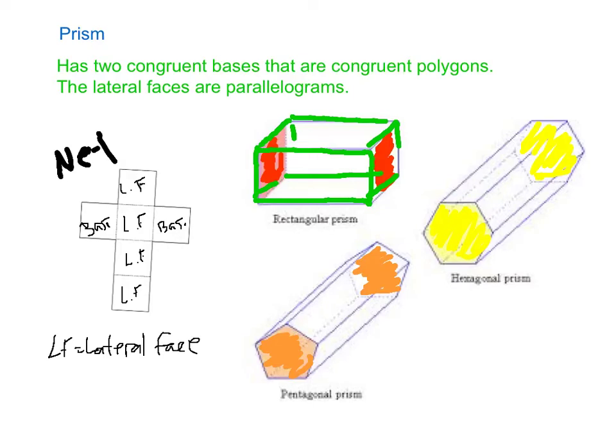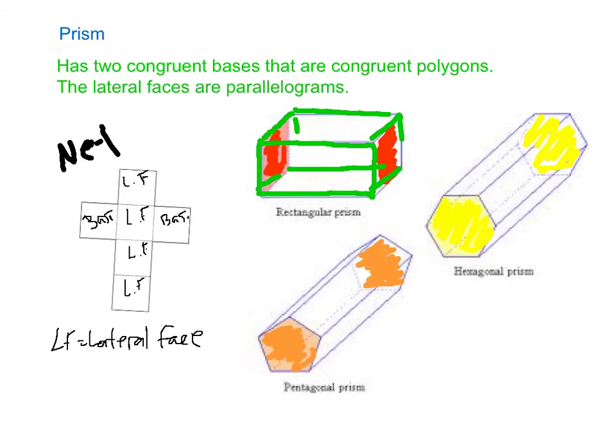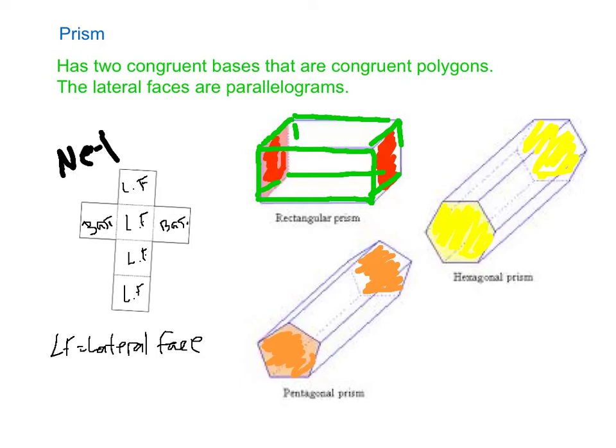Alright, if we look at the hexagonal prism, base edges are going to be any edges that touch the base. So if you look at the hexagonal prism, there's a base edge, there's a base edge, another base edge, and all the way around. These are base edges here in black. So those are base edges.